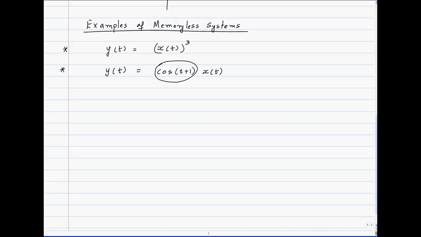So they get confused by the fact that here is a term cosine of t plus 1, and y of t depends on something other than x of t as well. Well, sure, it depends on something other than x of t, but it does not depend on the value of the input signal at any other time than t.